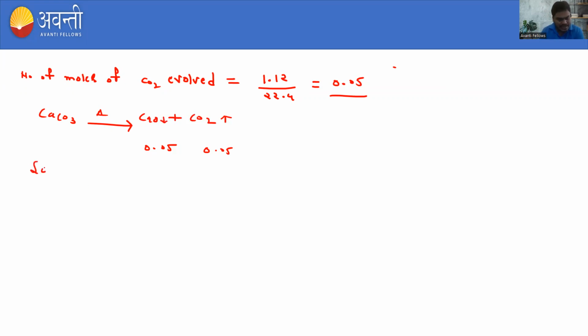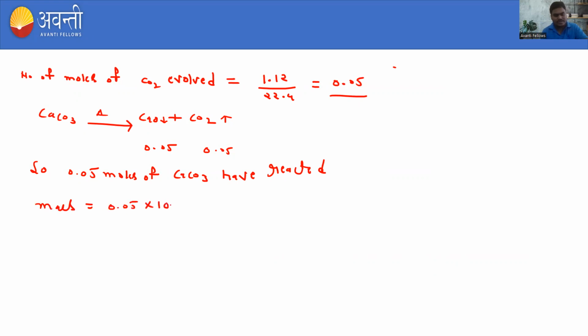Now, we can say that 0.05 moles of CaCO3 have reacted, by looking at the equation. So what is the mass? Mass is nothing but 0.05 mole into molecular mass, that is 100. So this comes out to be 5 gram.